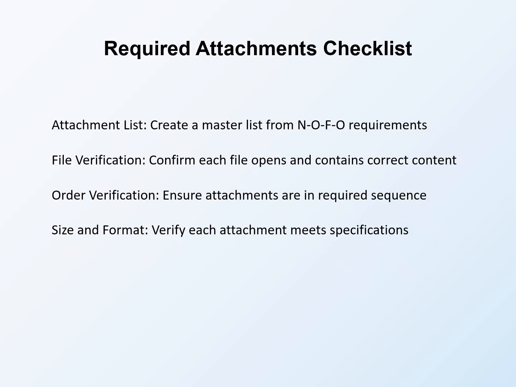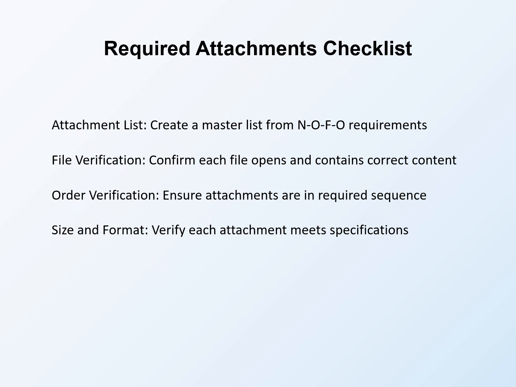A systematic checklist process prevents these common failures. Create an attachment list from NOFO requirements that catalogs every required supporting document. This list should include the narrative sections, budget forms, bio sketches, letters of support, organizational documents, and any other required materials. Note which attachments are required versus optional. Check off each attachment as you verify its completion and inclusion.